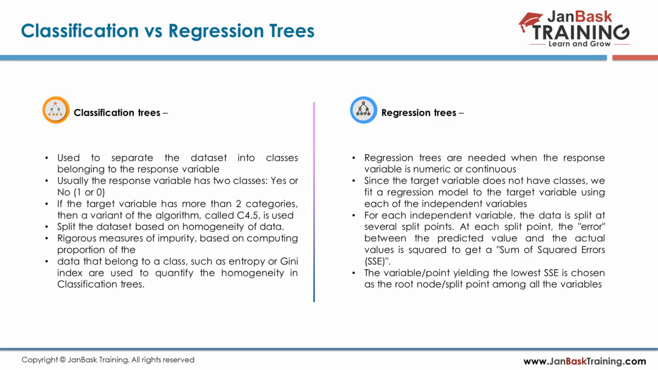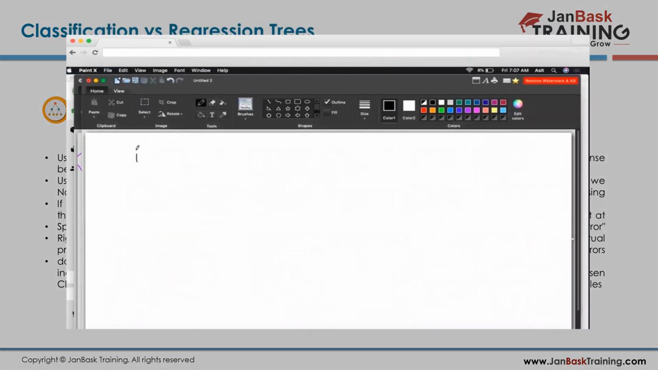Nowhere will it be used directly, you only have to import the decision tree. The model behind is called C4.5, but in actual sense, you have to import and work with the decision tree only. So split the data set based on the homogeneity of the data, using rigorous measures of purity based on computing the proportion of data that belong to a class, such as entropy or Gini index, to quantify the homogeneity in the classification tree. There are two new concepts. One is called impurity and the other homogeneity.